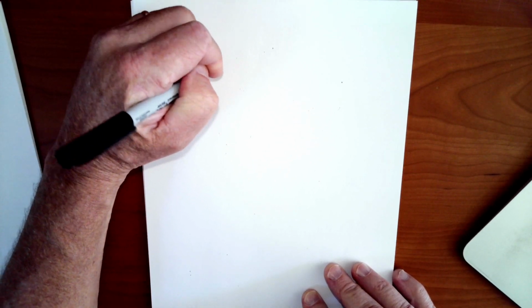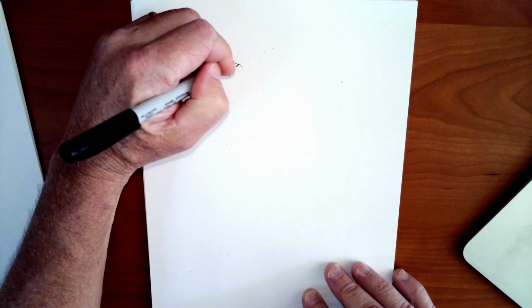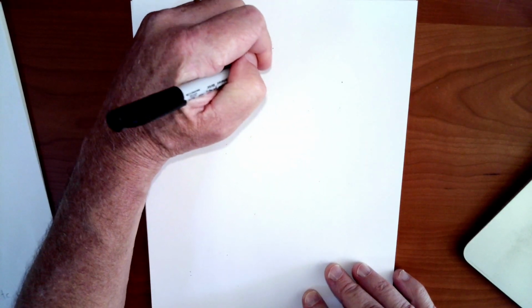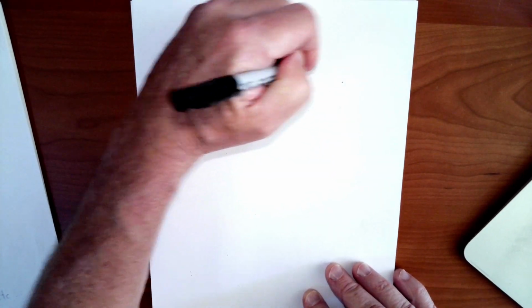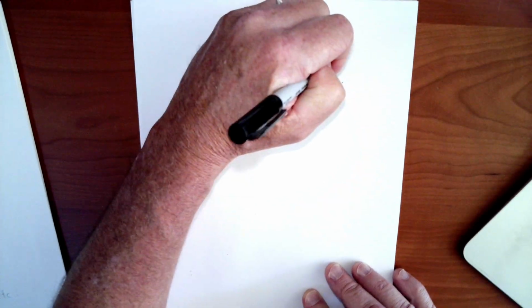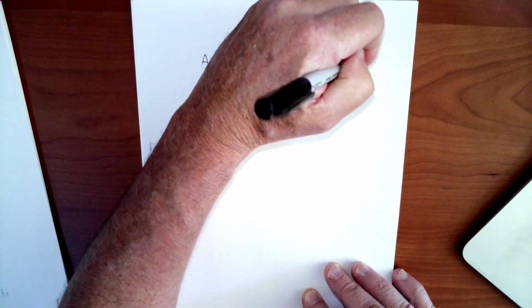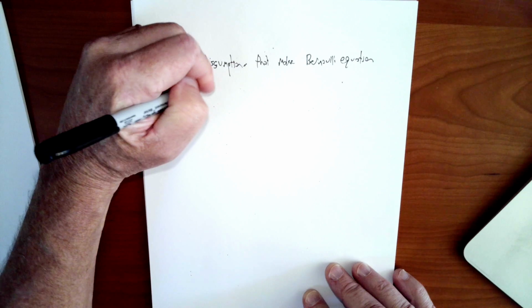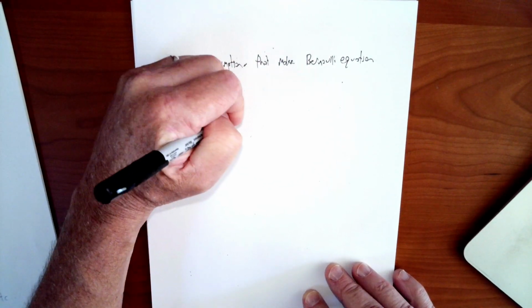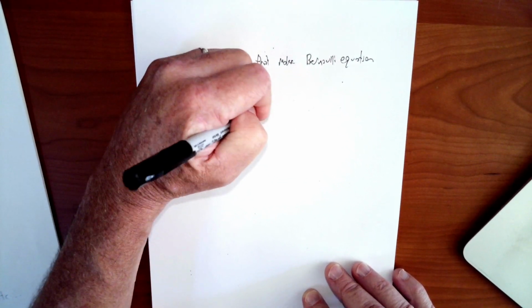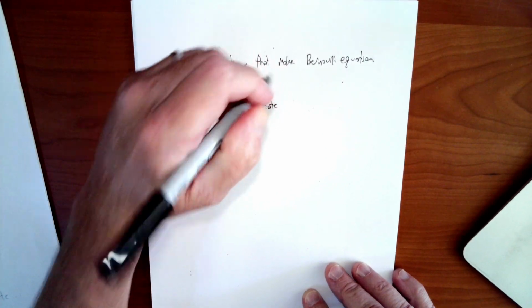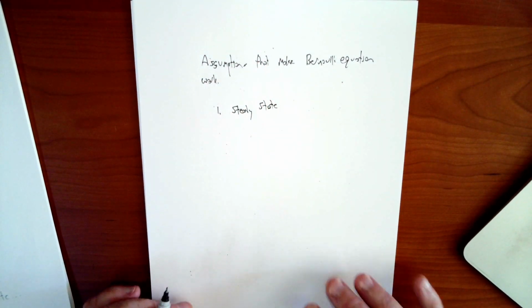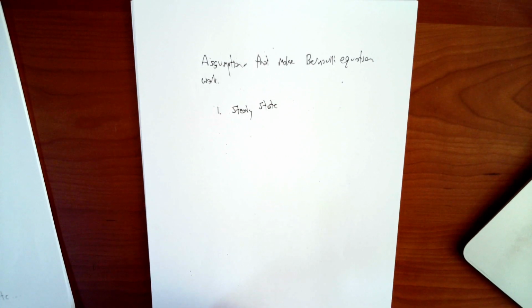So what assumptions have we made? Assumptions that make the Bernoulli equation work? Well, the first one is steady state. That's not very restrictive. There are certainly many, many flows that are not steady state, and it's important that you recognize that Bernoulli really only applies to steady state situations, but there are many, many important flows that are steady state.